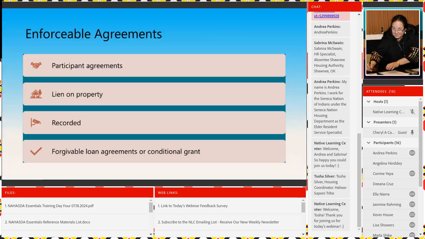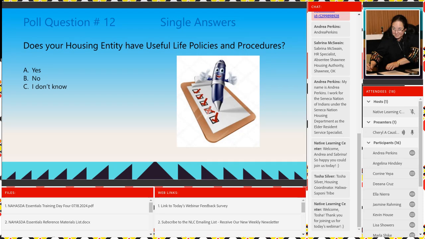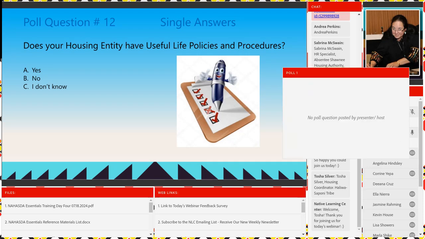Lots of information. So your enforceable agreement: participant agreements, lien on the property, recorded, a forgivable loan agreement, or conditional grant. So depending on what type of land it is, you're going to file it with the county, or you're going to file it with the BIA.